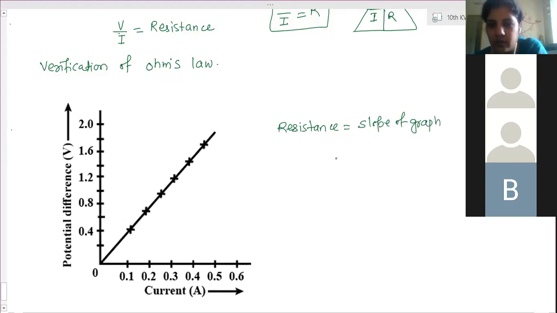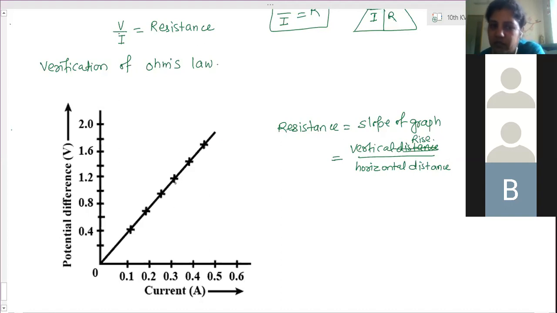Slope or gradient of the graph, that means in a right triangle, vertical rise by base. It is equal to vertical distance by horizontal distance in a right triangle. The vertical height is actually the rise. We call it the vertical rise.